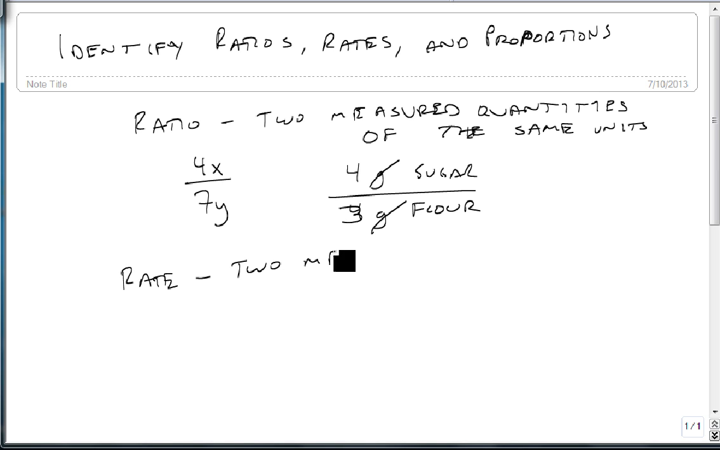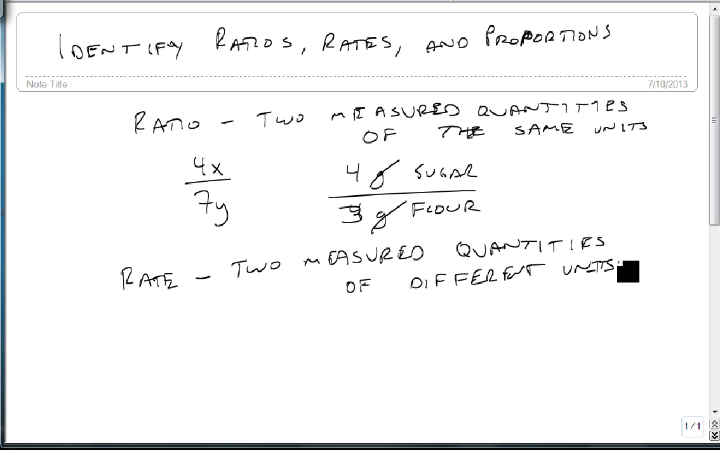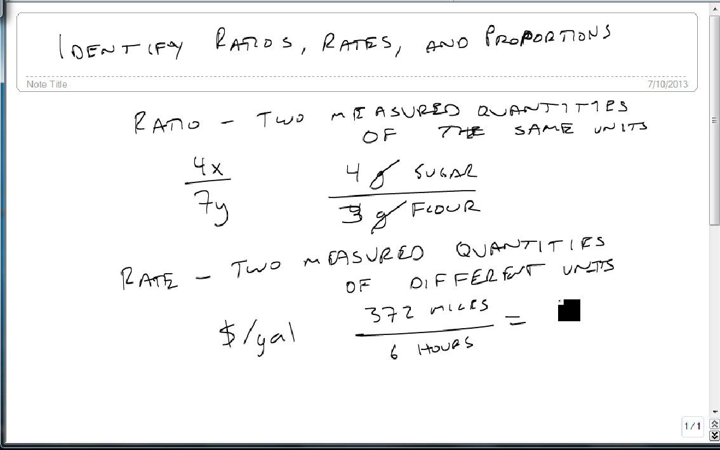It's two measured quantities, but instead of having the same units, it's of different units. A classic example of a rate would be dollars per gallon that you spend to fill up your gas tank. Or, more commonly, if we go 372 miles in 6 hours, then we say that we had a speed of 62 miles per hour. So if I have to keep track of the miles per hour or the feet per second, that means I'm dealing with a rate.